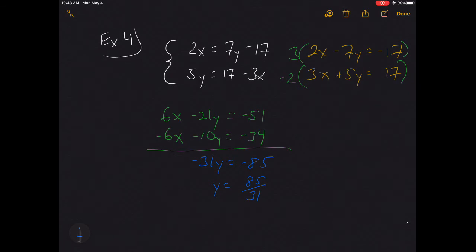What we have done in the past is take that 85 over 31 and plug it back into one of the original equations for y. That's going to be really difficult to solve. Not to say it can't be done, but it is going to be difficult.